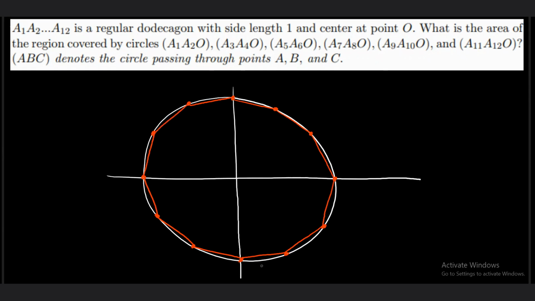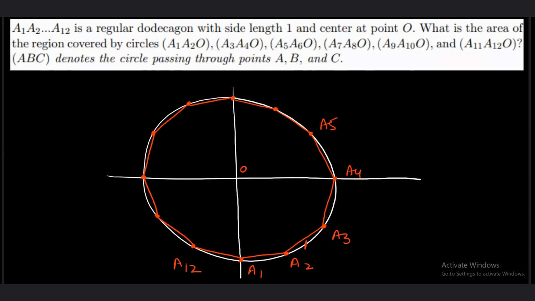Okay, so this is the regular dodecagon. I'm just going to mark the vertices as well. A1, A2, A3, A4, A5, A6 till A12, you will be marking all these vertices, right? So let us read it once again. The question says that there is a regular dodecagon. So the main figure of this question is the red regular dodecagon that I have traced here. What is the area of the region covered by the circle A1, A2, O? O is the center of the circle, and also the side of the regular dodecagon has been provided as 1.